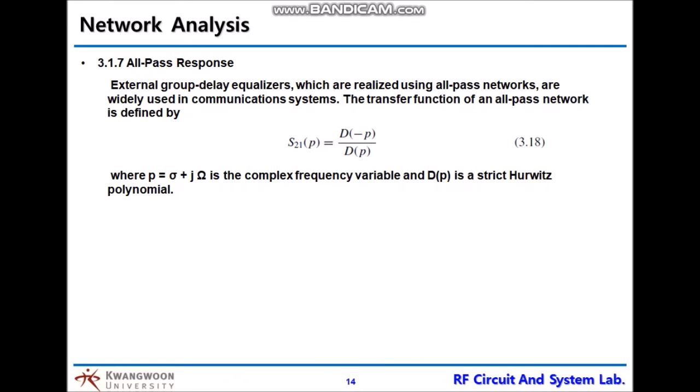External group delay equalizers, which are realized using all-pass networks, are widely used in communication systems. The transfer function of an all-pass network is defined by equation 3.18, where p equals sigma plus j omega is the complex frequency variable and Dp is a strict Hurwitz polynomial.